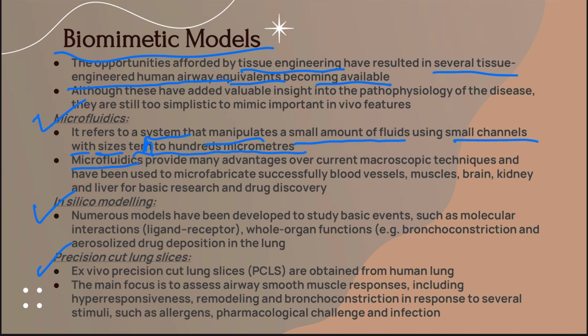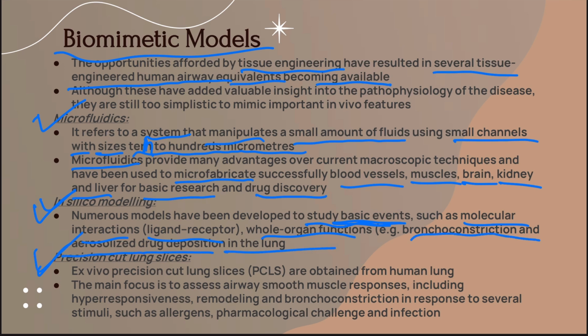And microfluidics provide many advantages over the current macroscopic techniques and has been used to microfabricate successfully the blood vessels, muscles, brain, kidney and liver for basic research and drug discovery. Next is in silico modeling, that is using computer-based analysis. Numerous models have been developed to study basic events such as the molecular interaction, that is binding between the ligand and the receptor, then whole organ functions like bronchoconstriction and aerosolized drug deposition in the lung.